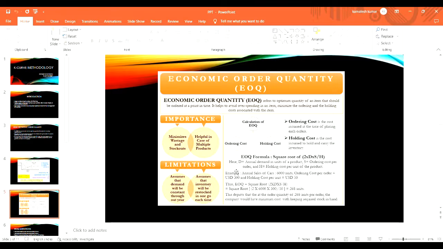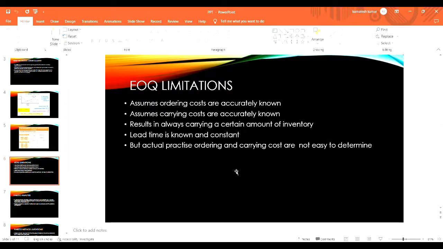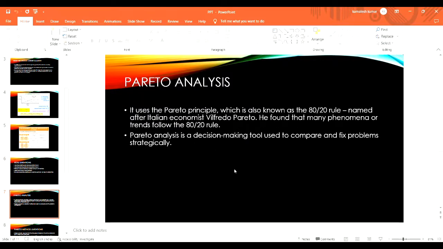There are some more limitations of EOQ. It assumes that the ordering cost and the carrying cost are both constant, and that lead time is also constant. But in actual practice, your ordering cost, your carrying cost, and your lead time are never constant. So those are the main limitations of the EOQ model, and it cannot be used in some circumstances. Next one is Pareto analysis.